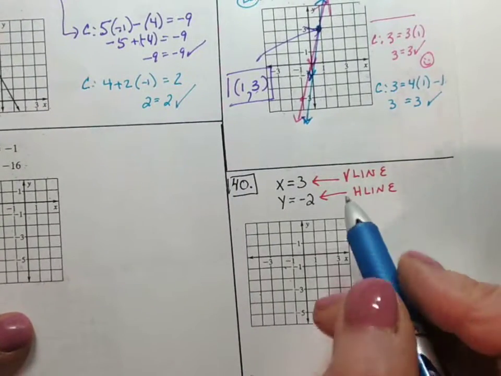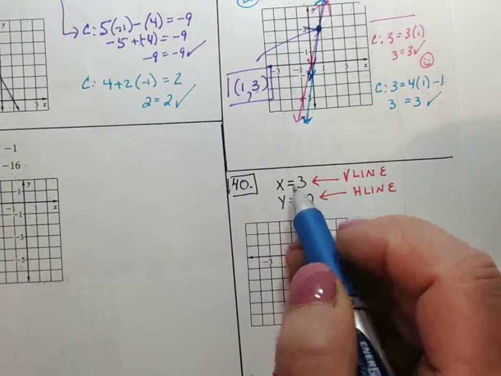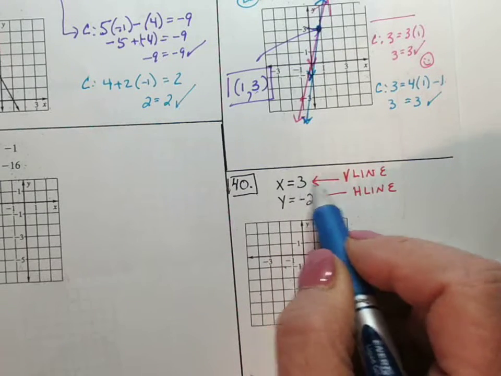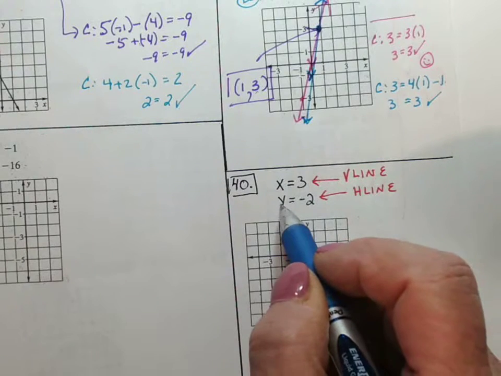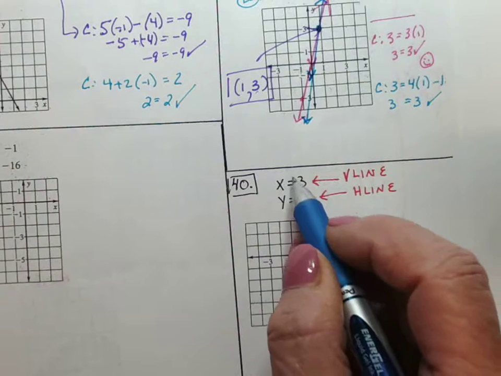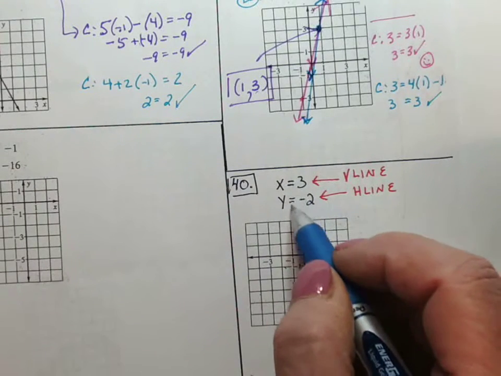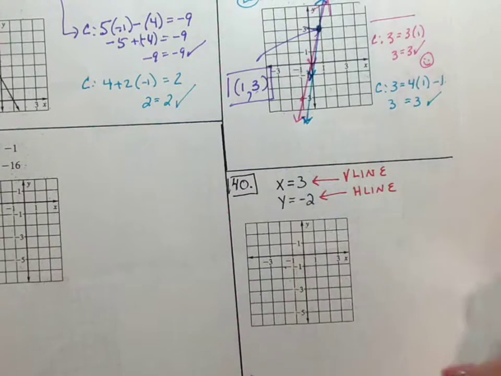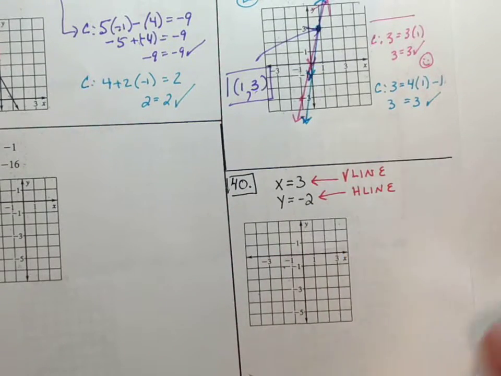Hopefully by now you're getting really comfortable with identifying vertical and horizontal lines. When it's x equals, that's going to be a vertical line. And when it's y equals, it's going to be a horizontal line. And don't get confused with inequalities. These are equal signs. So that means that your graphs will have lines that are solid.